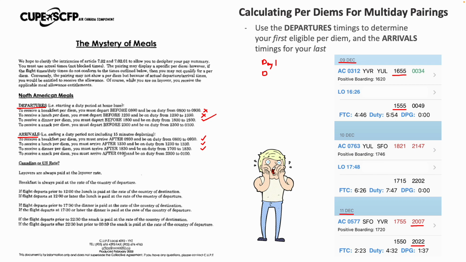The flight did not arrive after 1 a.m., and we were not on duty from 11 p.m. to 1 a.m. So that means that on day 3, the last per diem that we are eligible for is dinner.